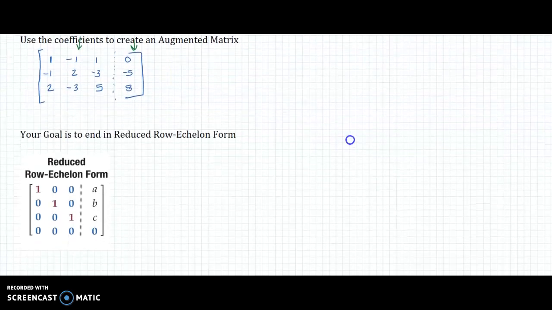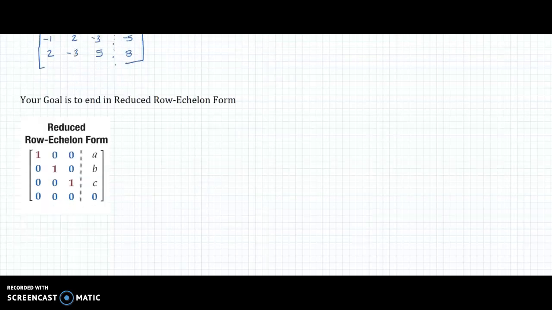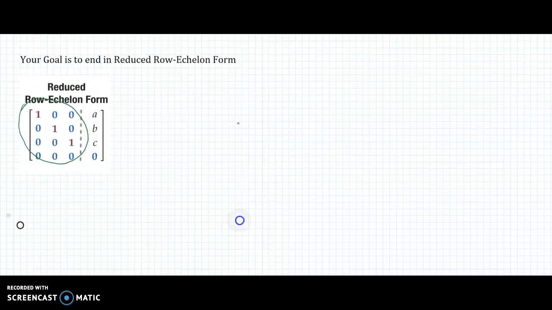Now, our goal is to end in what is called reduced row echelon form. In reduced row echelon form, we have the identity matrix over here on the left, and then we have coefficients on the right. And those coefficients are actually our x, y, and z variables. So this is what we're going for. To do this, we have a few things we're allowed to do. Your goal is to create zeros and ones.